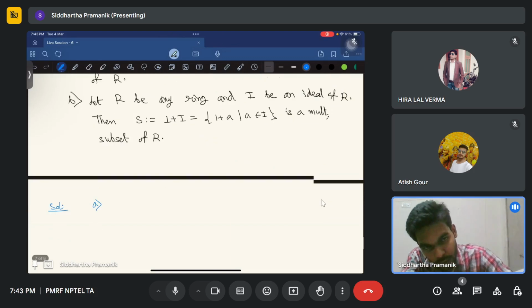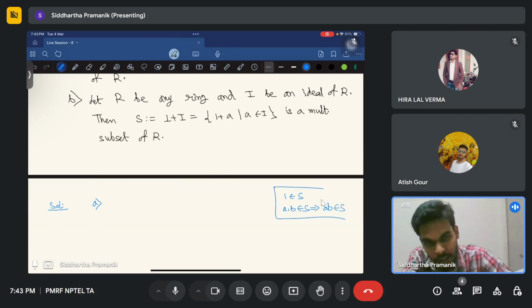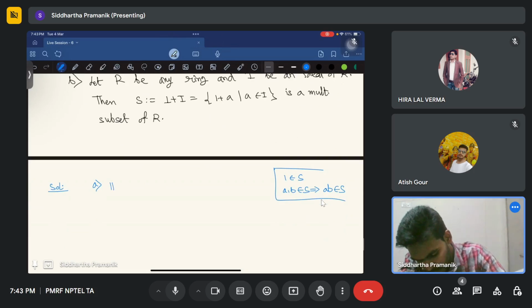So we need to check two conditions, right? First one is 1 belongs to S, and if a, b belongs to S, that should imply the product is also belongs to S. So that is the definition of multiplicative subset. So in the first one, what is your S? S is the complement of a prime ideal.